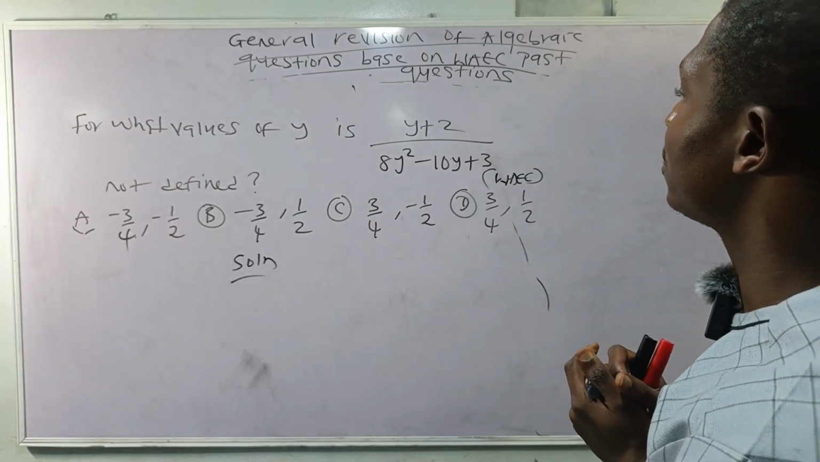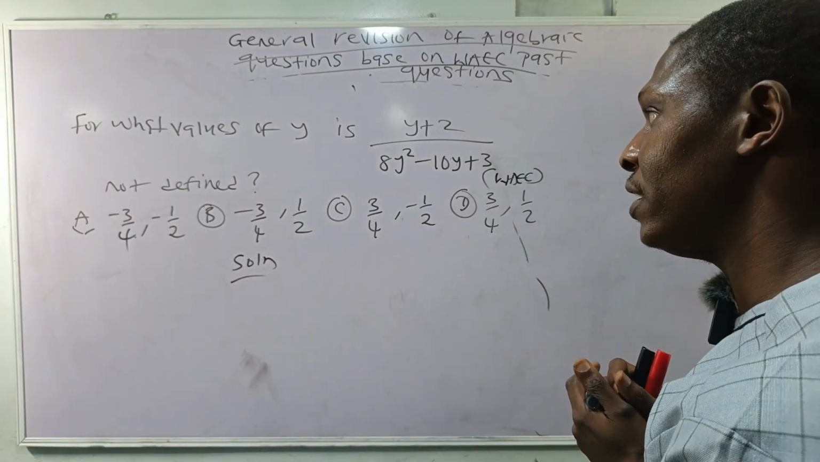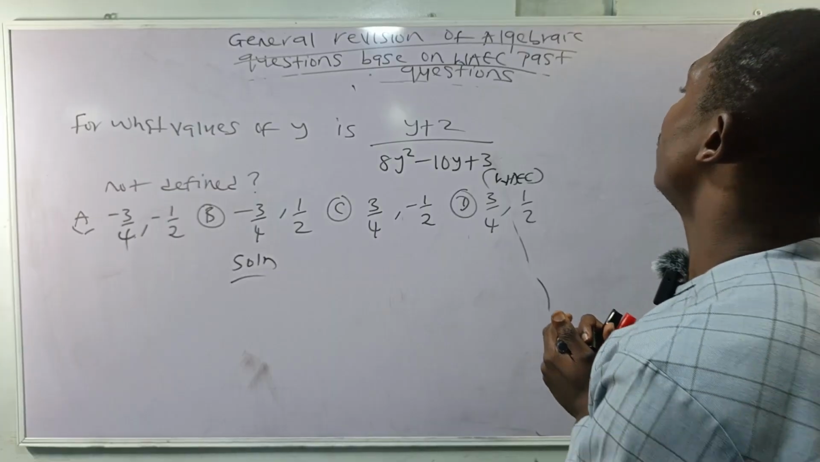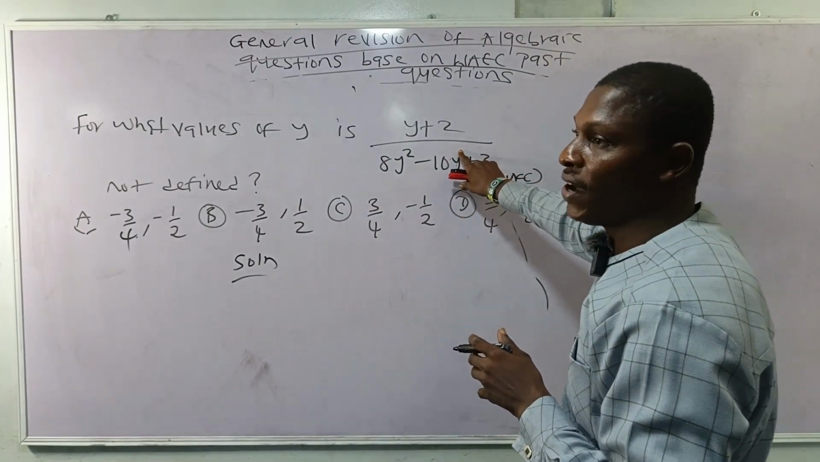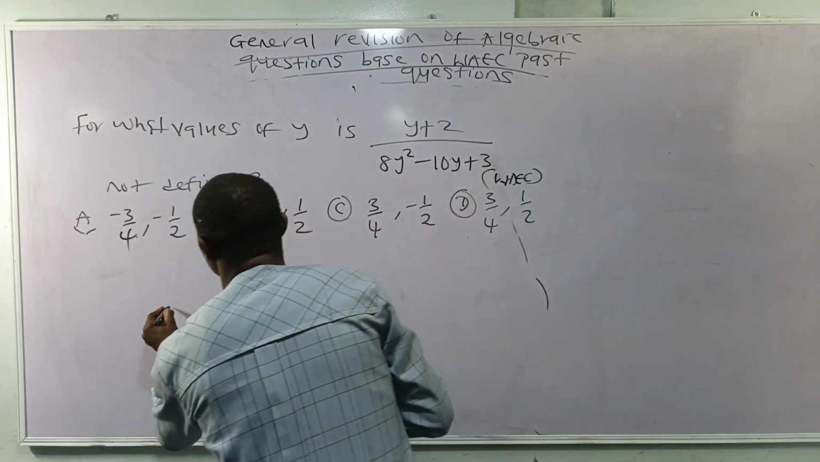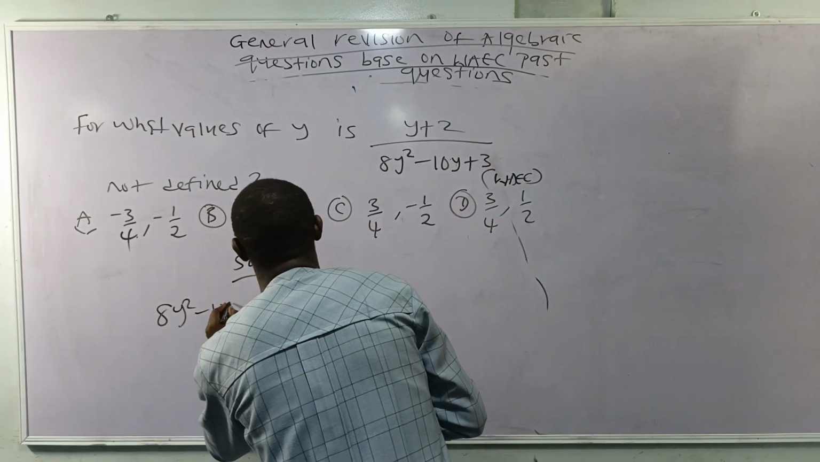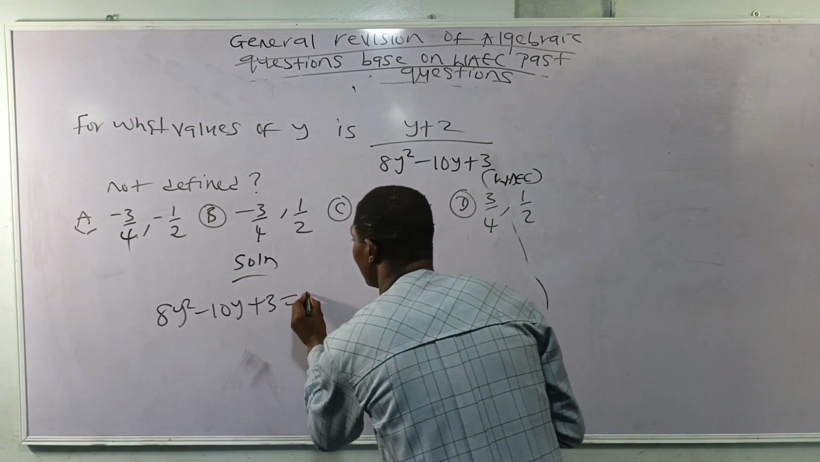Now, how do we do this? Remember, not defined is the same in English as undefined. For a fraction to be undefined, we simply equate the denominator to 0 and find the values of the variable. So we have 8y squared minus 10y plus 3 to be equal to 0.